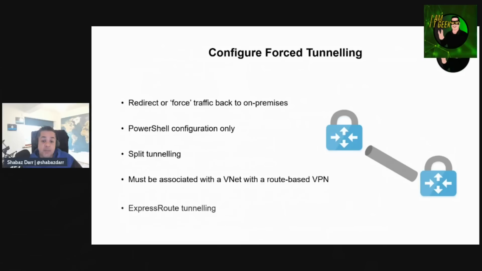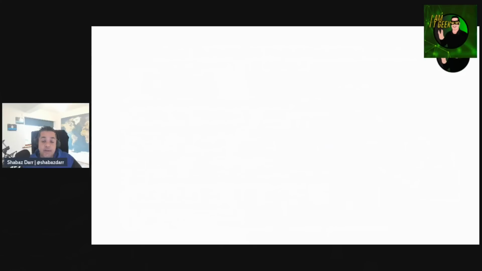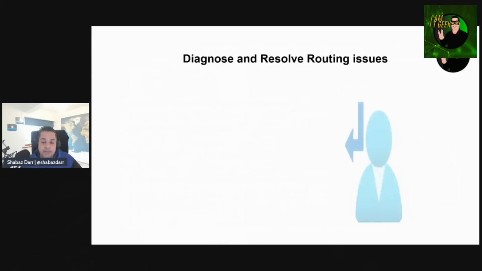When it comes to ExpressRoute, ExpressRoute force tunneling is not configured via this mechanism, but is instead enabled by advertising a default route via the ExpressRoute BGP peering sessions. So make sure you remember that as well. Let's move on to diagnosing and resolving routing issues before I hand over to Mohammed Sajid.